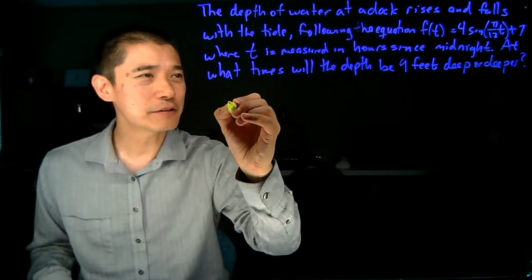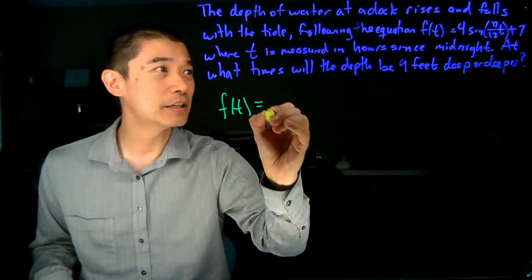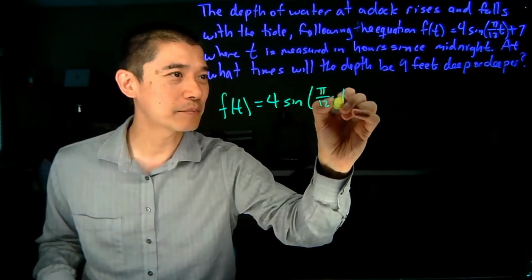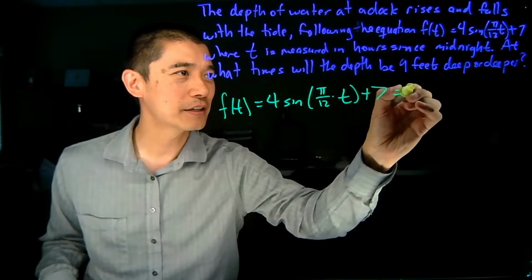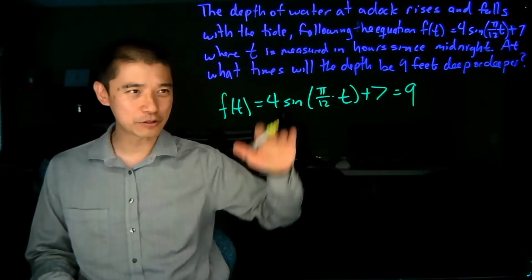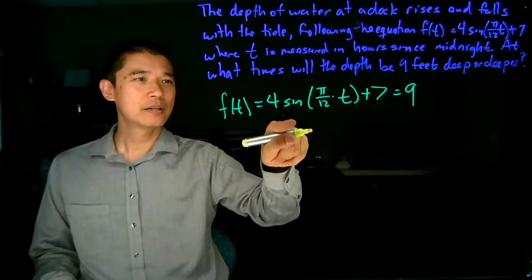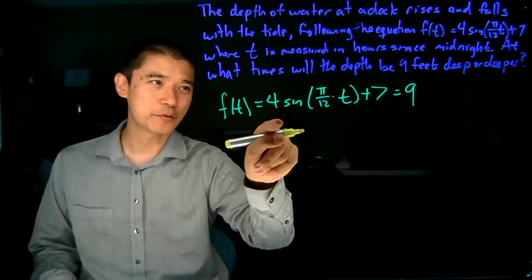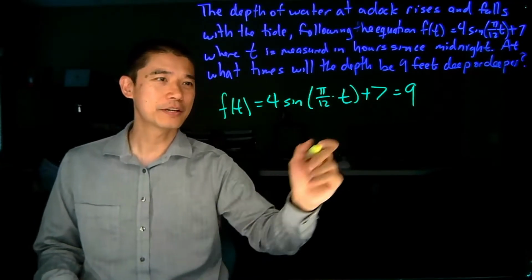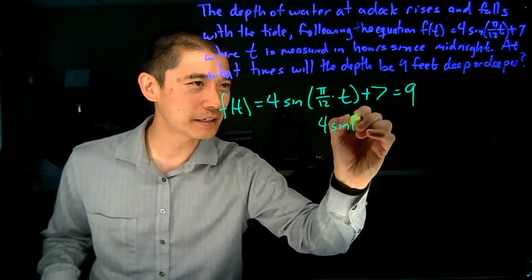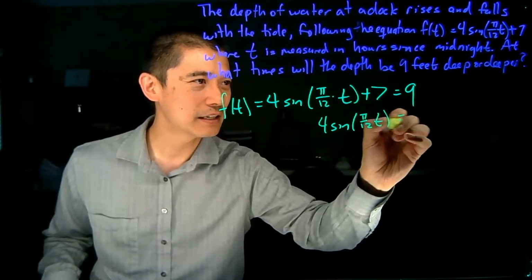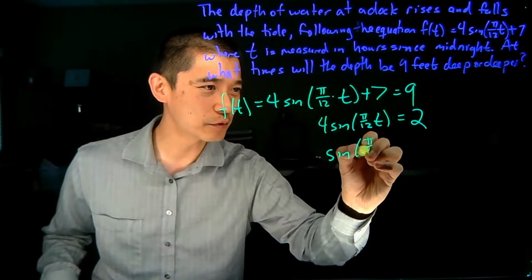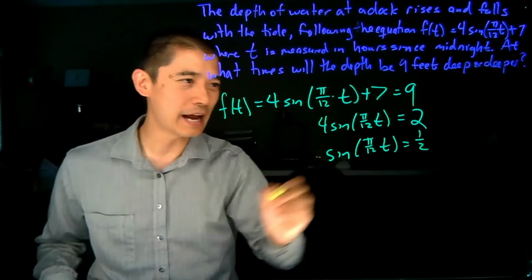So f(t) = 4 sin(π/12 · t) + 7, and we're saying that this is equal to 9. We're asking, where is it exactly equal to 9? 4 times the sine function plus 7 equals 9. This is a linear equation. 4s plus 7 equals 9. So this is 4 sin(π/12 t) equal to 2. Let's divide both sides by 4. Sine of π/12 t is equal to 1/2.